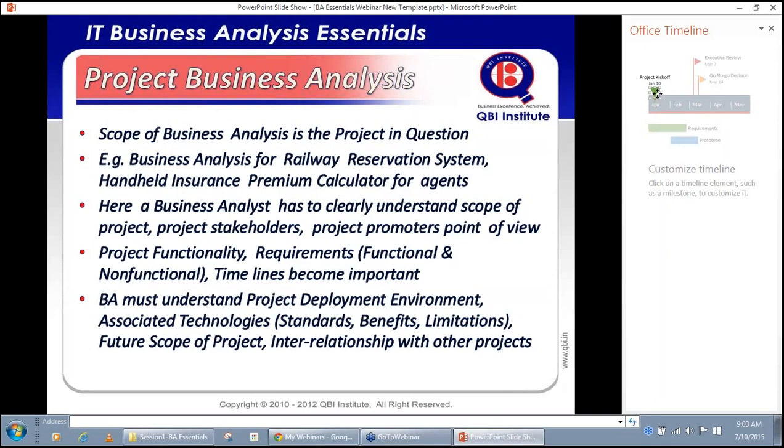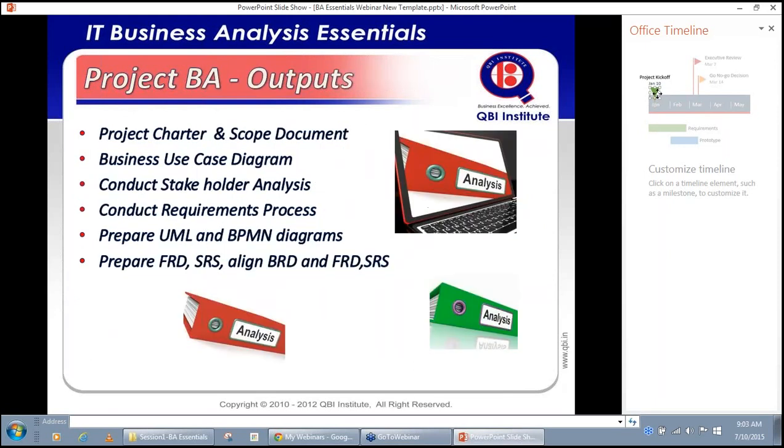So what is the future scope of project? What is the interrelationship of this project with other projects? So all this is part of project business analysis. And these are some of the outputs which you will be preparing. So say for example, business use case diagram, project charter and scope document. You will be doing a stakeholder analysis.